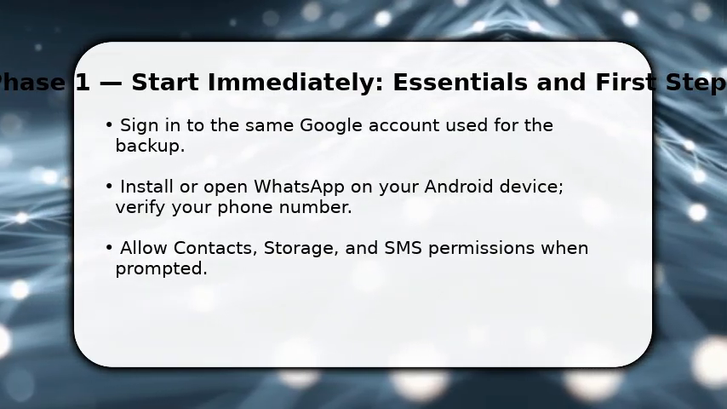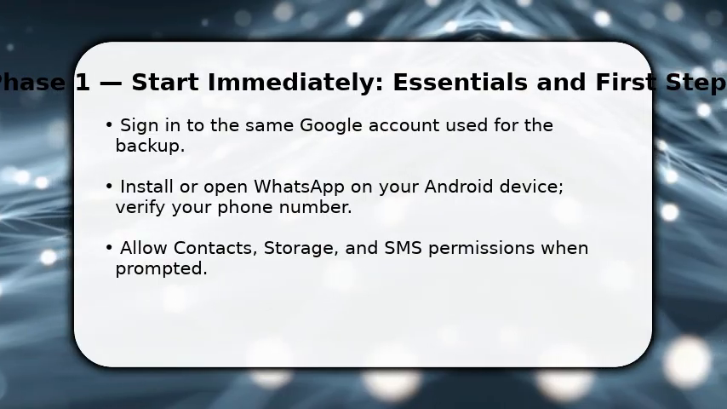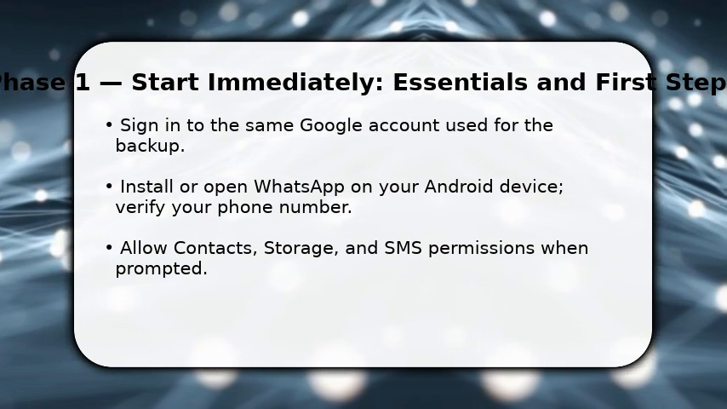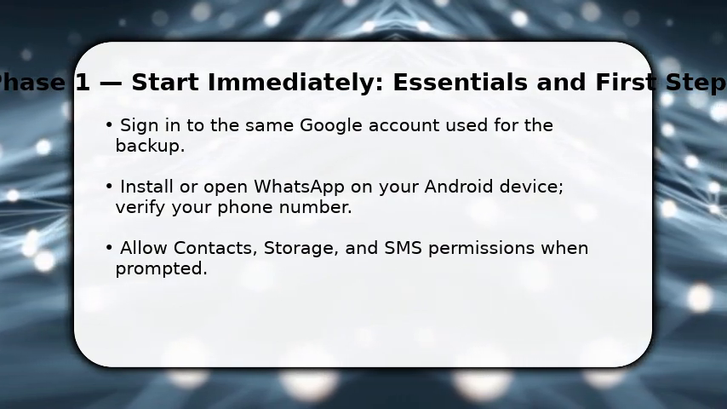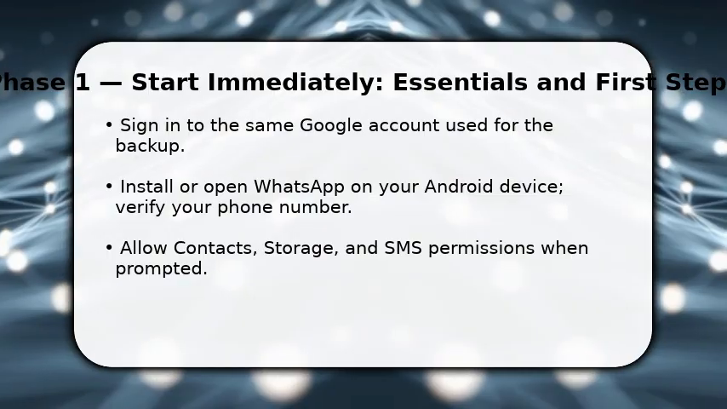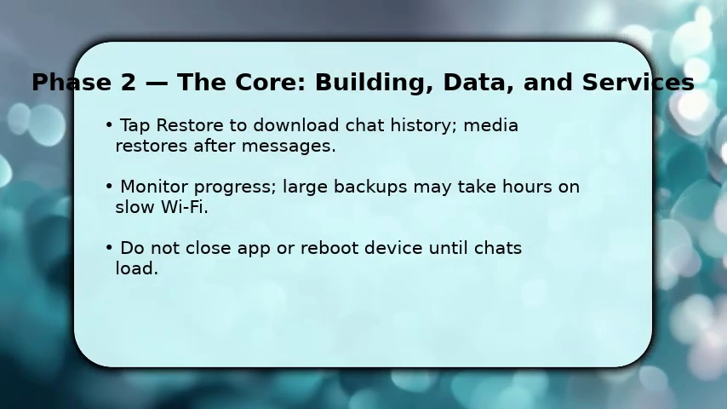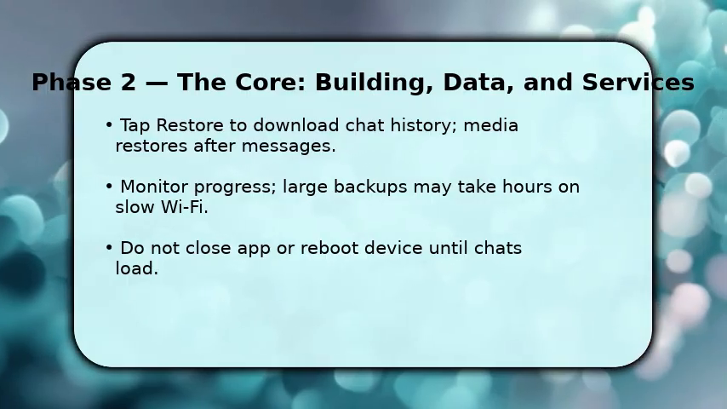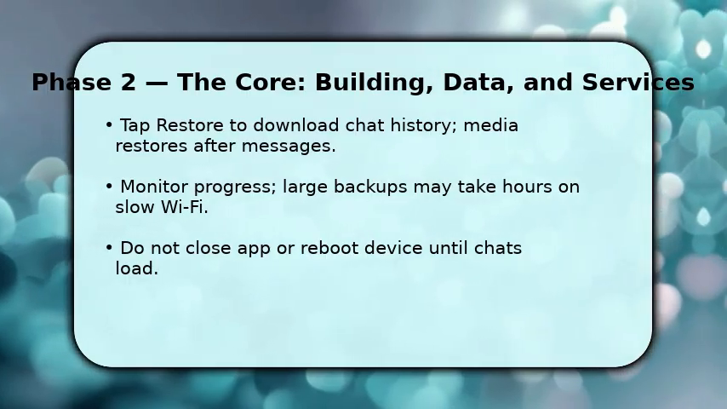Once you've verified and permitted access, tap Restore. WhatsApp will fetch the backup metadata and prepare files. Make sure your device stays on Wi-Fi to save data. Once you tap Restore, WhatsApp downloads your chat history first and then queues media like photos and videos to restore in the background. That's why messages appear before images.